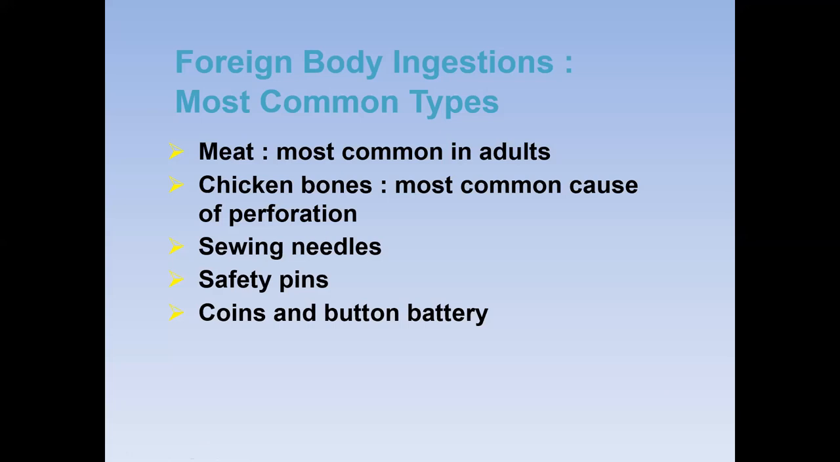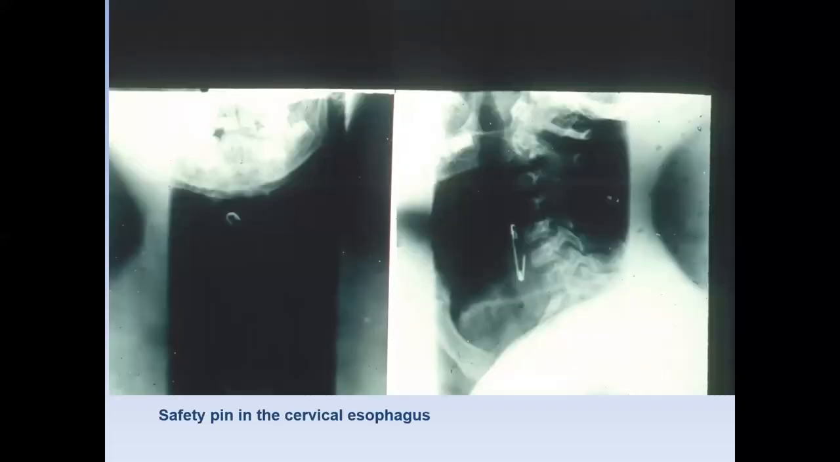Remember, button batteries are an emergency because they can get eroded and they leak alkali. The esophagus goes into severe esophageal erosion, tracheoesophageal fistula, and also systemic effects. So this is a patient who swallowed a safety pin.